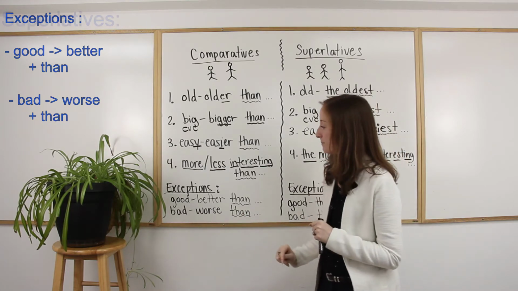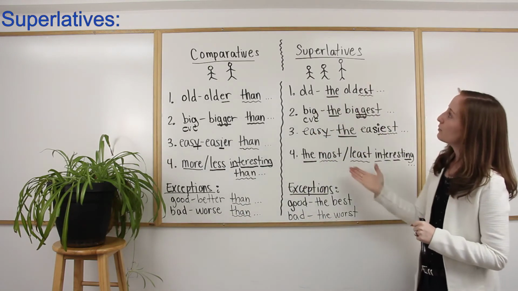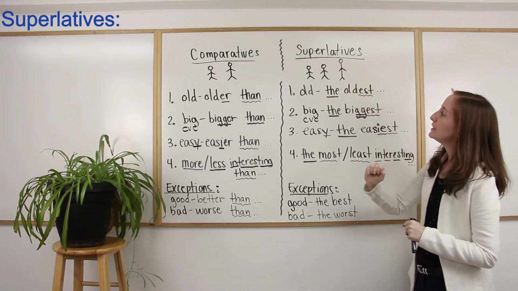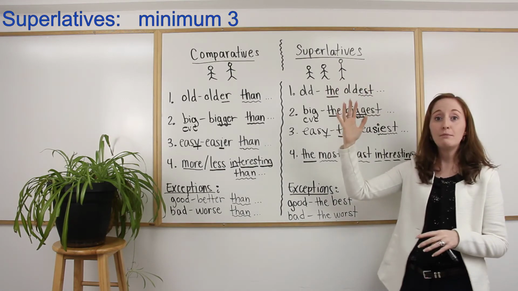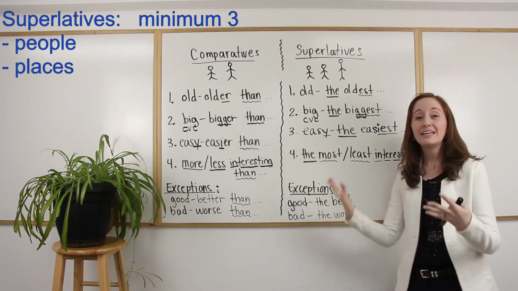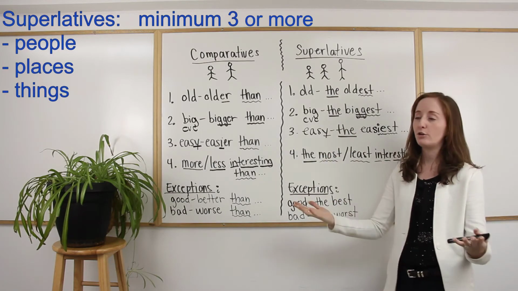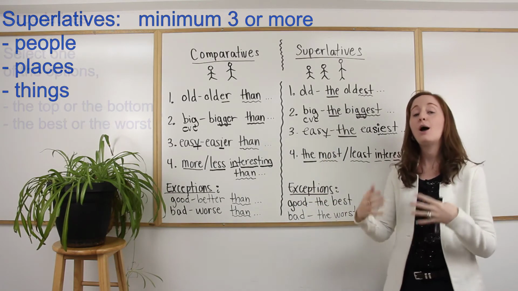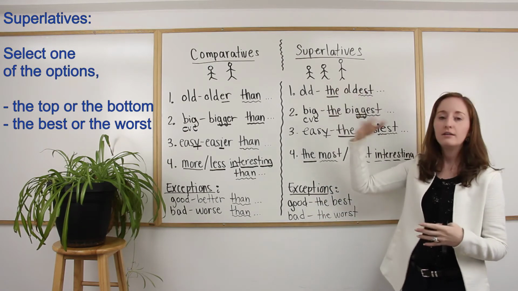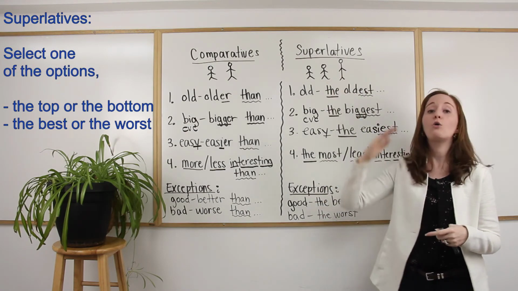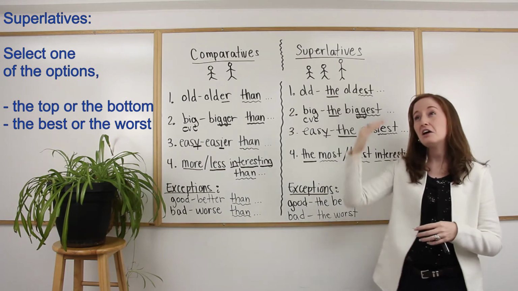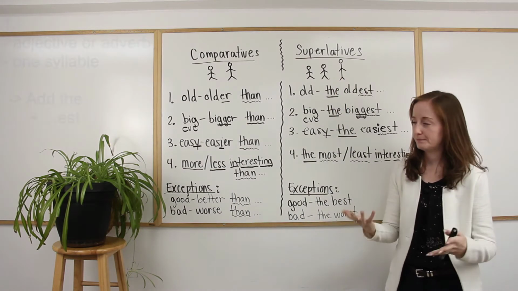Very important. The second category, superlative. So superlative, you use it when you have a minimum 3 people, 3 places, 3 things, or more. You can have 10 restaurants if you want, but you will select one of the options as the top or the bottom of your category, the best or the worst.